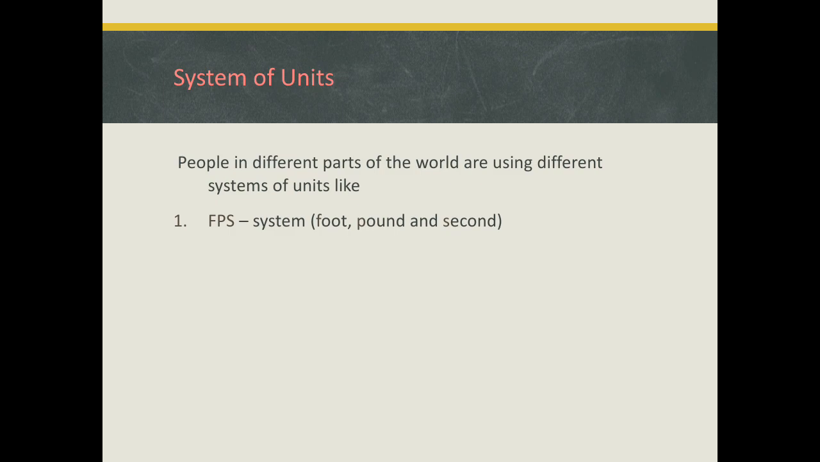So what is this FPS system? F stands for foot, P stands for pound, S stands for second, where foot is used for measuring length, pound is used for measuring mass, second is used for time. Then another kind of system is the CGS system, where C stands for centimeter, G stands for grams, and S stands for seconds. Centimeter is used for measuring length, grams for mass, and second for time.